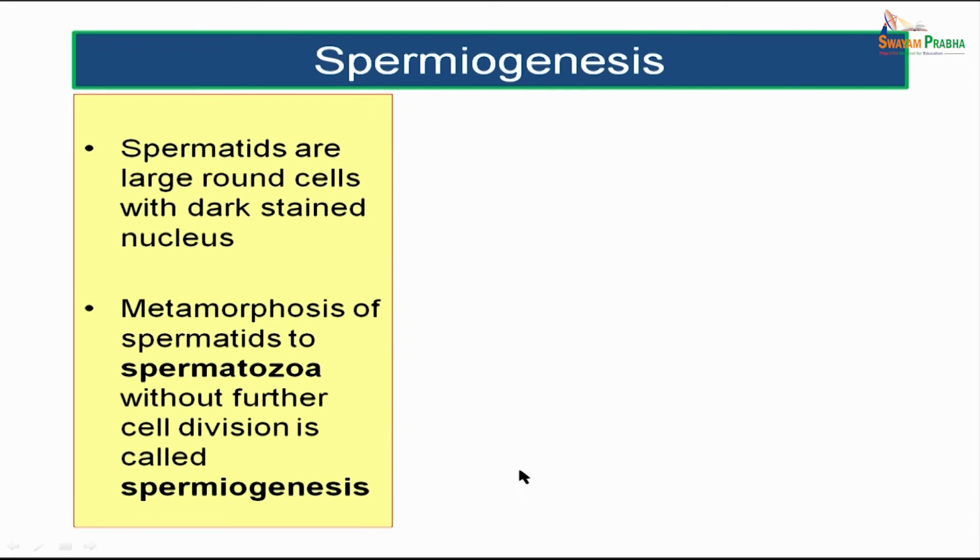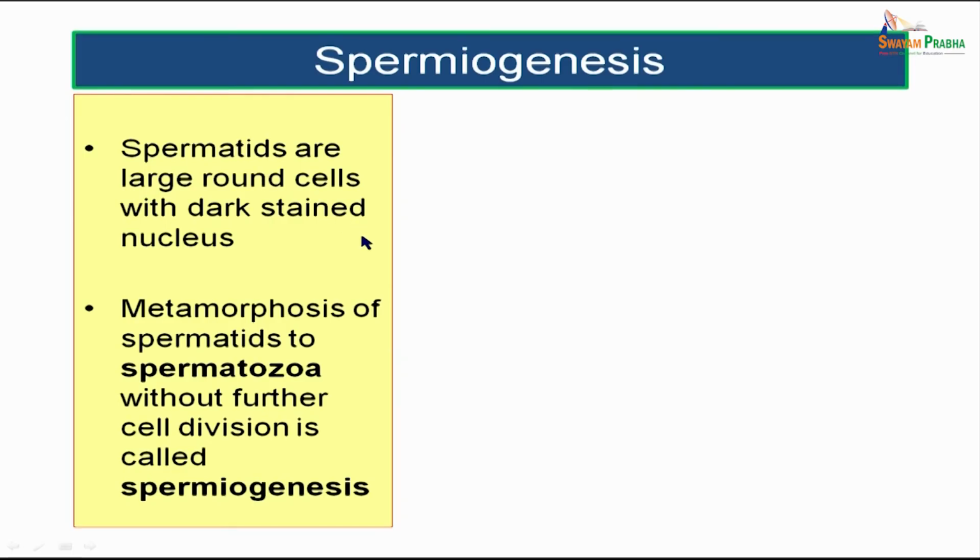Now, what do you mean by the term spermiogenesis? You might have heard about spermatogenesis. So, what do you mean by spermiogenesis? We just discussed that at the end of spermatogenesis, we have haploid spermatids, but they are not capable of fertilization. So, we need to make them mature enough. The spermatids are large round cells with a dark stained nucleus.